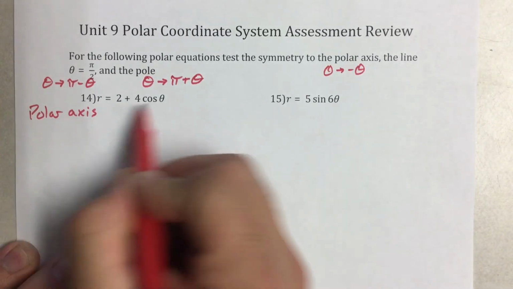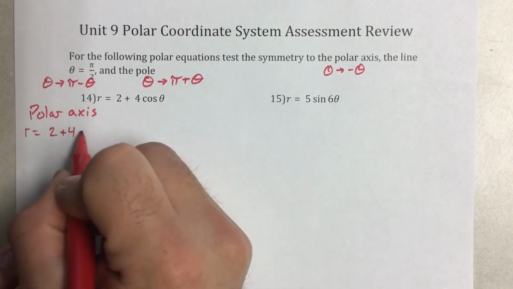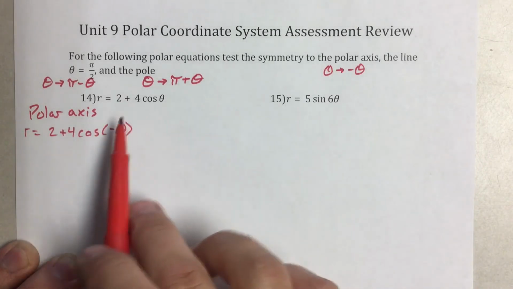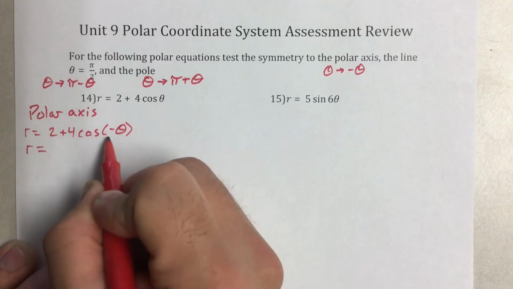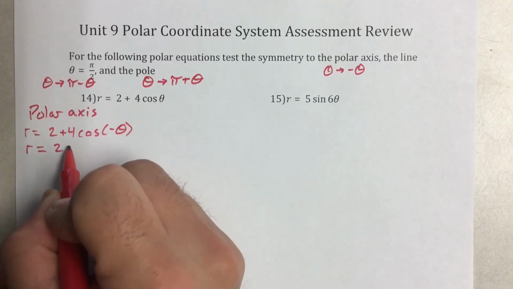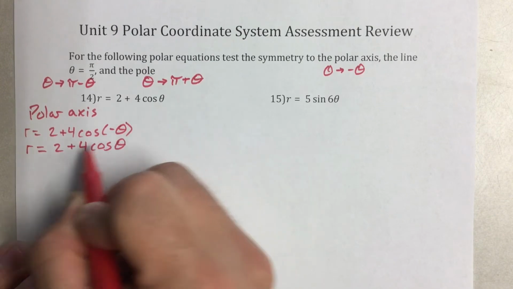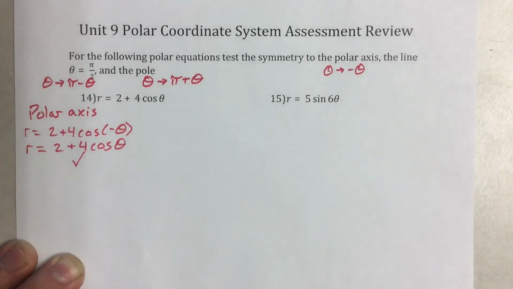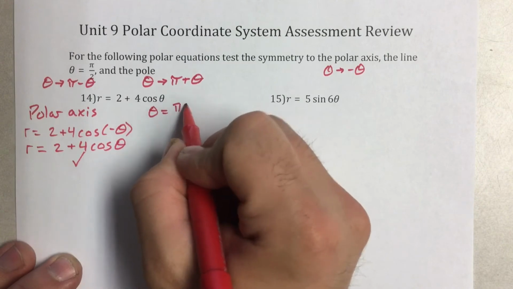So we substitute theta with negative theta, so r equals 2 plus 4 cosine of negative theta. We're going to simplify this, trying to get back to our original. Well, we know cosine is an even function, so cosine of negative theta is the same as cosine of theta. So we went back immediately to the original function. That is good. It is symmetric to the polar axis. So then testing to the line pi over 2.